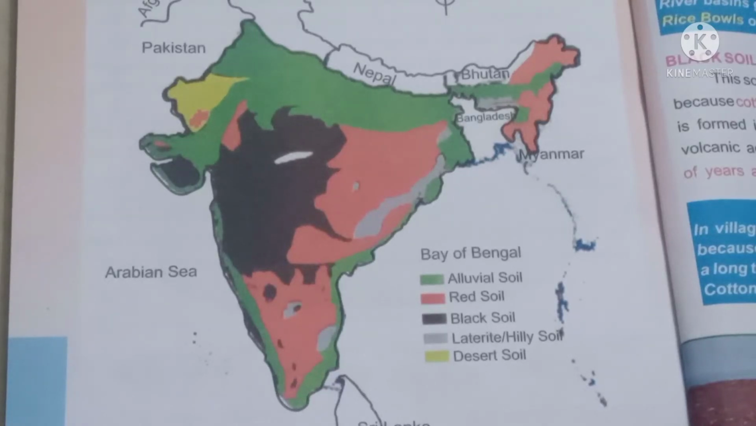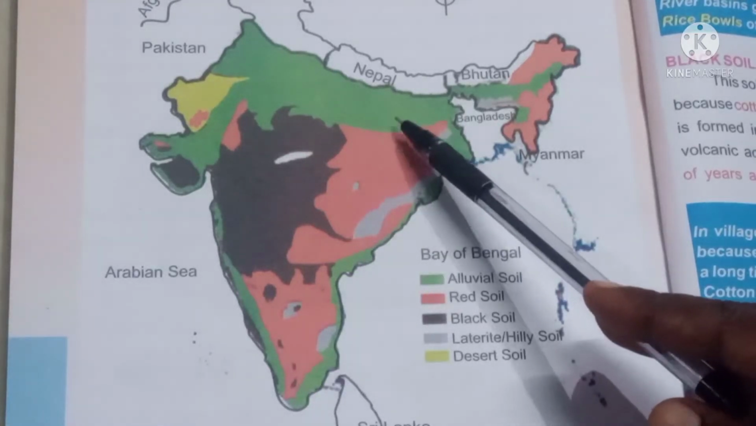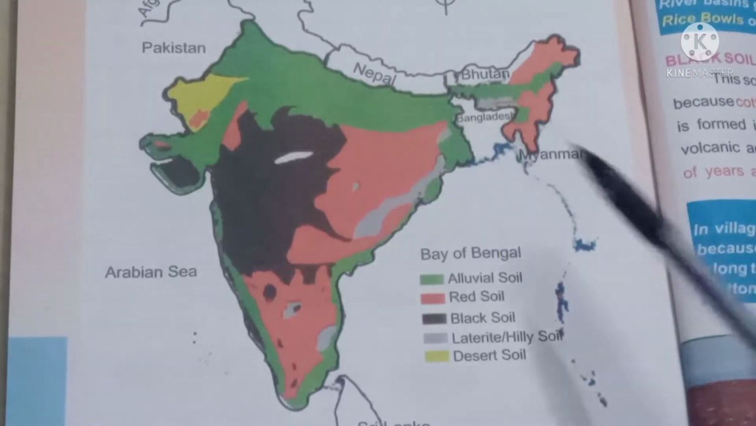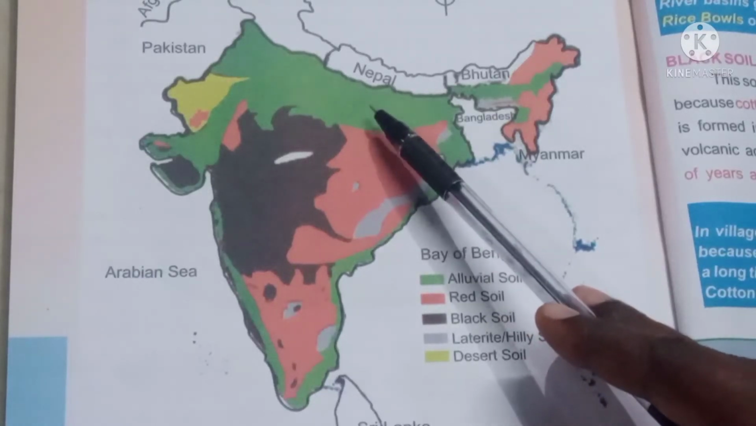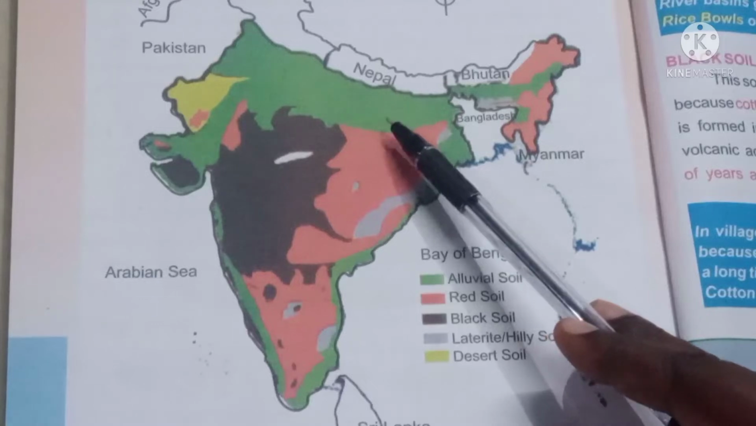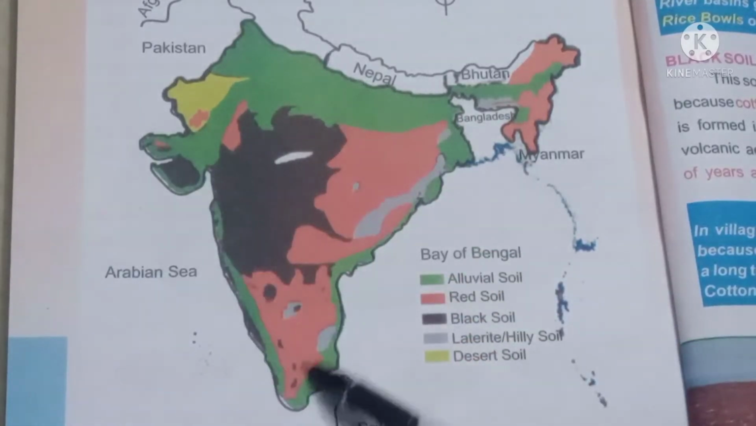Next, we must know that water is always settling deposits on the plains, so that we can cultivate here. Rice, wheat, sugarcane and pulses grow well in this soil. In which soil? In the alluvial soil.